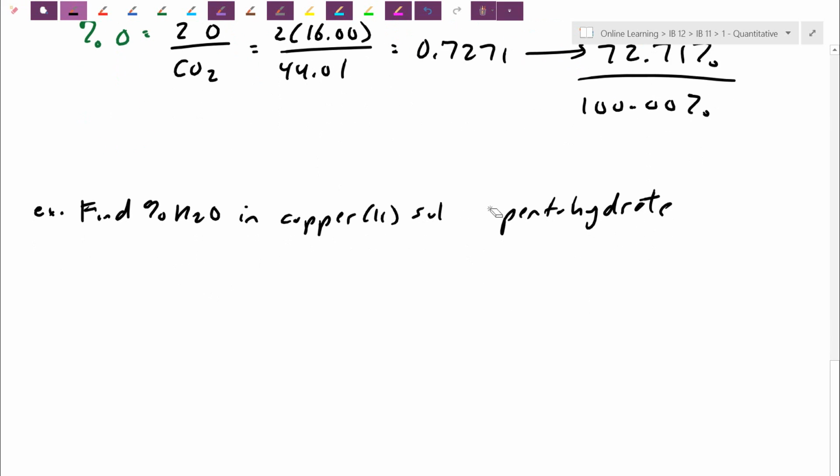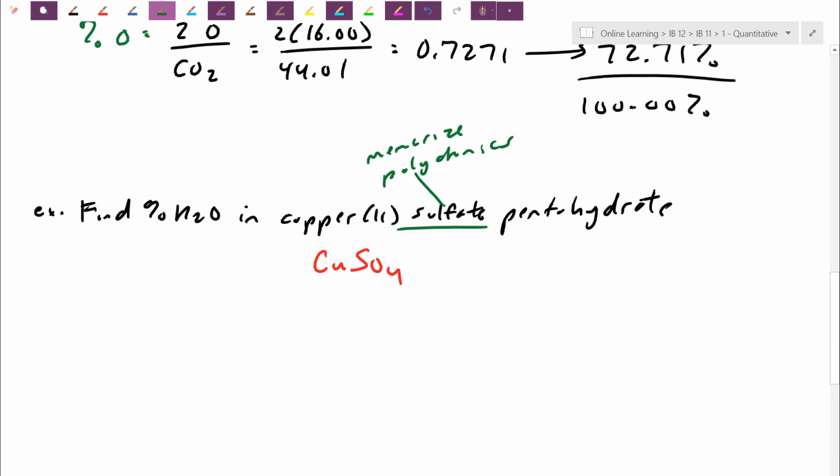That's why we had to practice a lot with the naming so that we can actually get the formula correct. So if you can practice it for yourself here: copper(II) sulfate, copper is using its +2 charge. Sulfate is SO4 with a -2 charge, so CuSO4. Make sure you memorize your polyatomics. Make a note of this here. Memorize the polyatomics. Alright, so CuSO4.